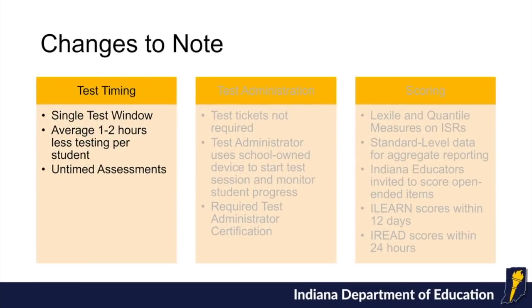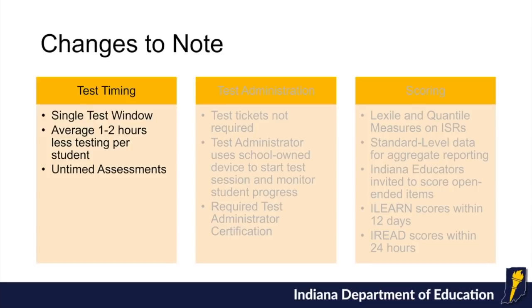We are very excited about improvements being made in test timing. With ILEARN, there will no longer be 2 separate test windows, but rather there will be a single test window at the end of the school year. Students will experience a reduction of 1 to 2 hours of testing time per student on average.